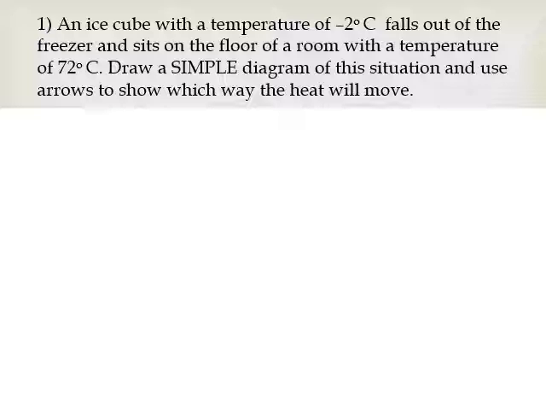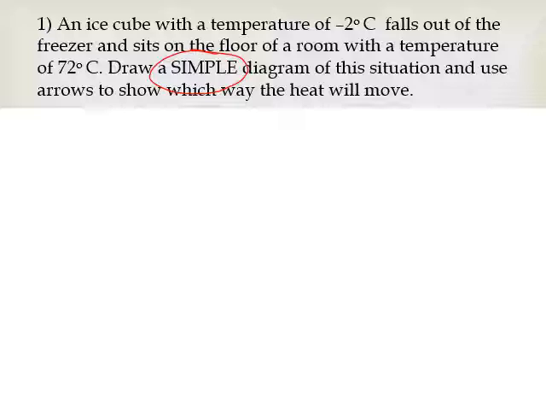First example on your paper says, an ice cube with a temperature of -2 degrees Celsius, that seems pretty cold, falls out of the freezer and sits on the floor of a room with a temperature of 72 degrees Celsius. And now we just want to draw, it says simple, all capitalized words, so we're going to stress that, simple diagram of this situation and use arrows to show which way the heat will move. So let's just draw exactly what it says.